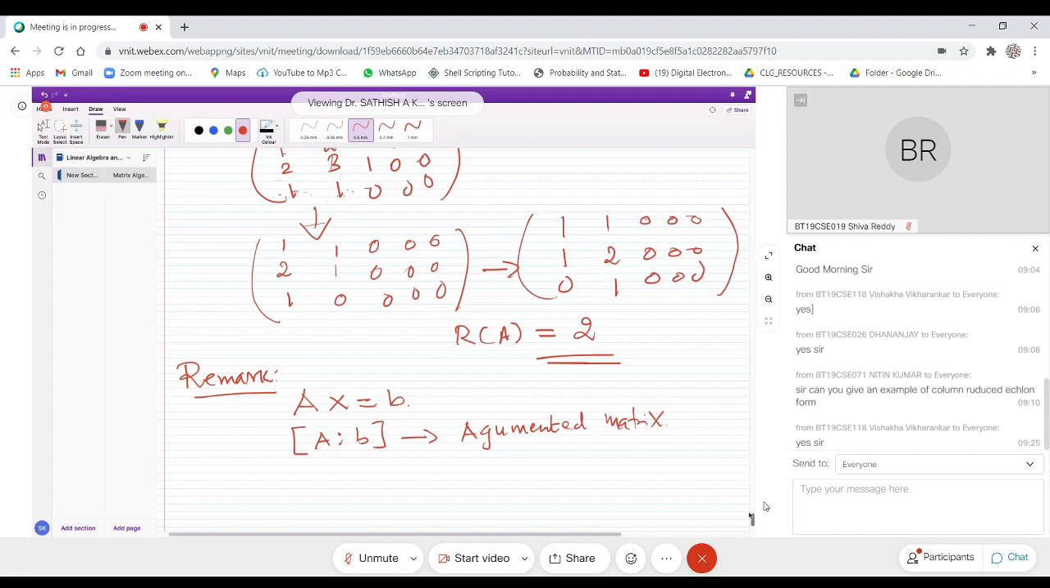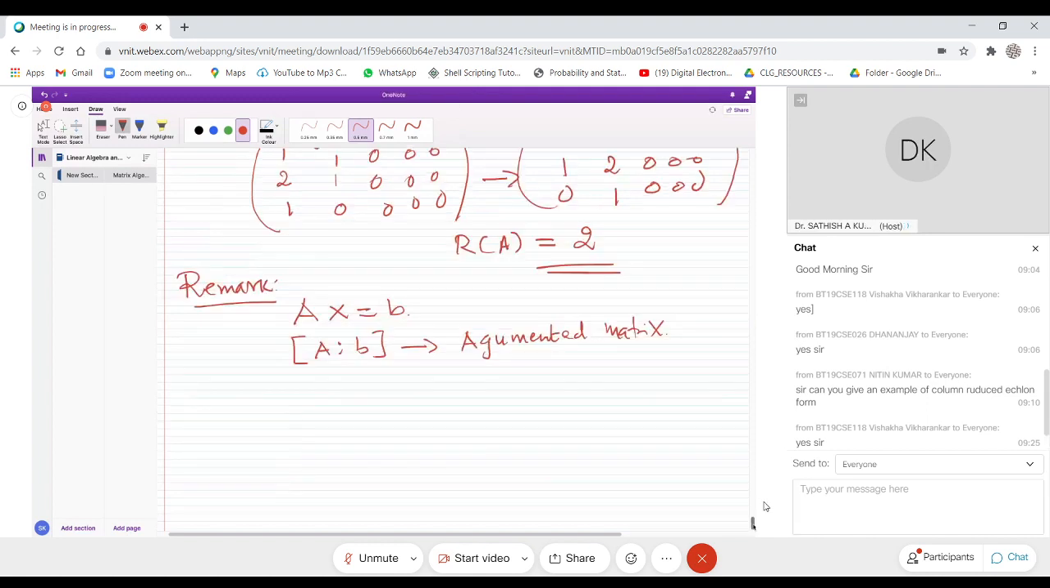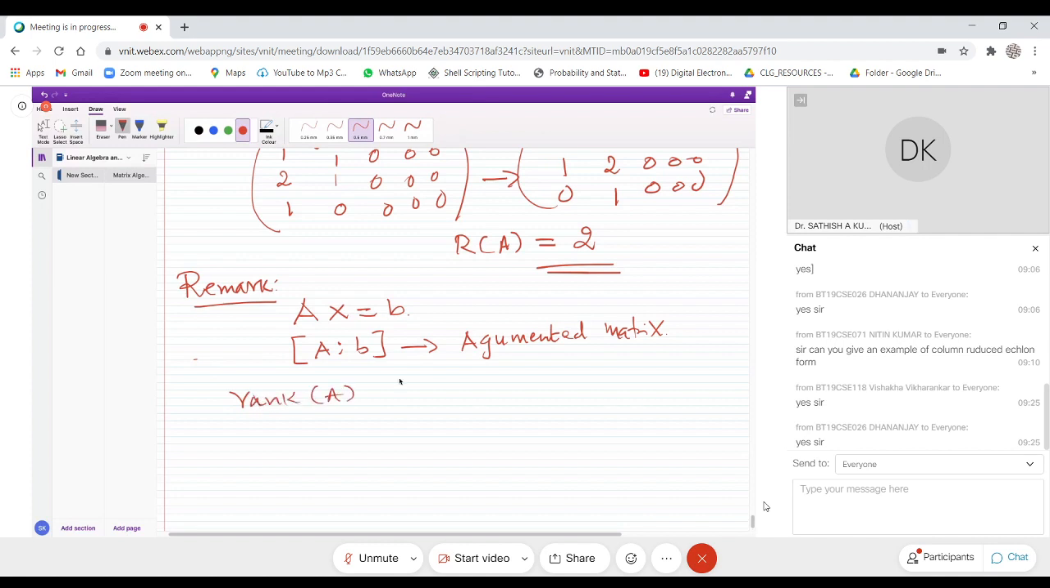Okay, so AB is nothing but an augmented matrix. So this is the result or remark. You can take any system and verify this. The rank of matrix A is always less than or equal to the rank of the augmented matrix. Okay, so this is one result we can have.